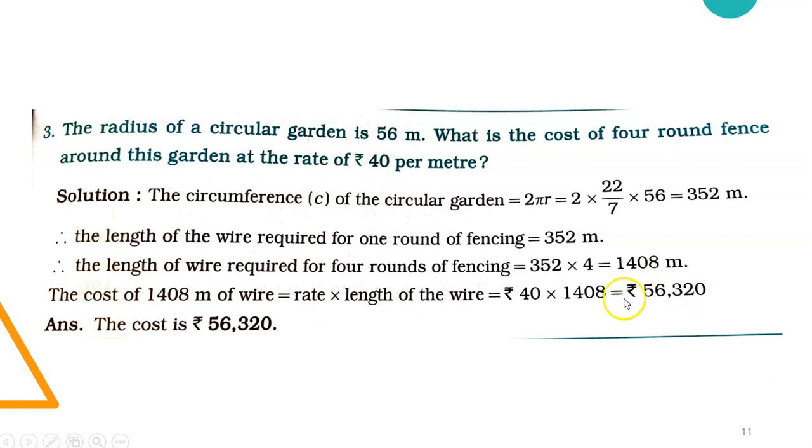Now this, my dear students, is the cost. So the unit is rupees. Final answer is the cost is rupees 56,320. This is how you solve such kind of sums.